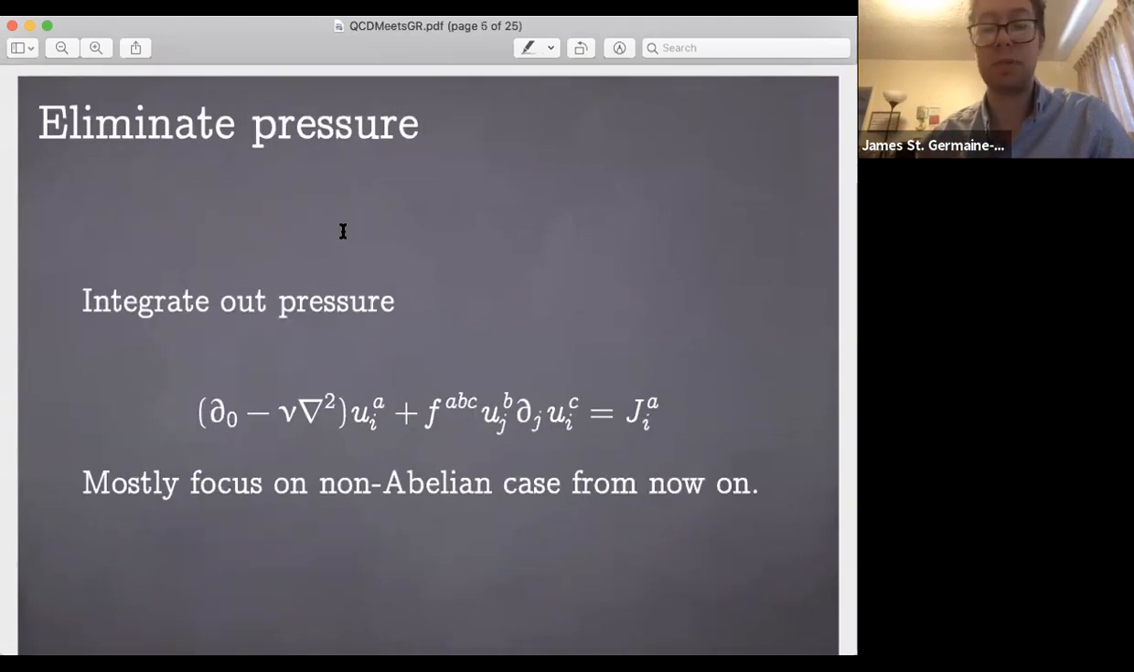So now you have a pretty good chance of finding something nice in amplitudes. Now, the first step is a technical one. You just want to integrate out the pressure. You solve for the pressure and plug it back in. And now I have an equation purely in terms of the field u, the velocity field, and some sources. This non-abelian fluid is mostly what I'm going to focus on. But there are a few things that I'll talk about that will actually work for the abelian, for normal Navier-Stokes.